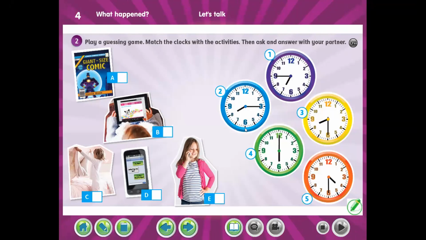Quarter past 8. Excellent, my friend. Excellent. Quarter past 8. Ha pasado cuarto de hora de las 8. Quarter past 8. Okay. Genesis, please. Number 3. What's the time in number 3? It's 8:30. Half past 8. Excellent, Genesis. You see, half. Half, what is? Media hora. Half past 8. Okay.